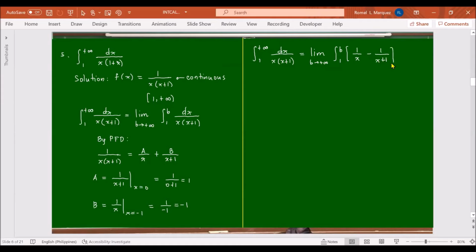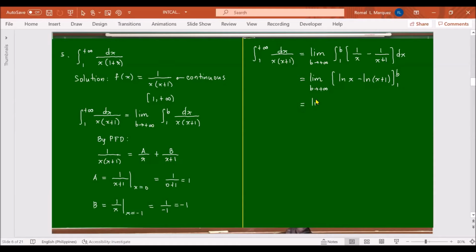Quantity dx. So this is equal to the limit as b approaches positive infinity. This integral is equal to ln of x, with no need for absolute value because x is always positive in the given interval. Minus ln of x plus 1, same thing, no need for absolute value because x plus 1 is always positive on the interval 1 to positive infinity. So evaluated from 1 to b.